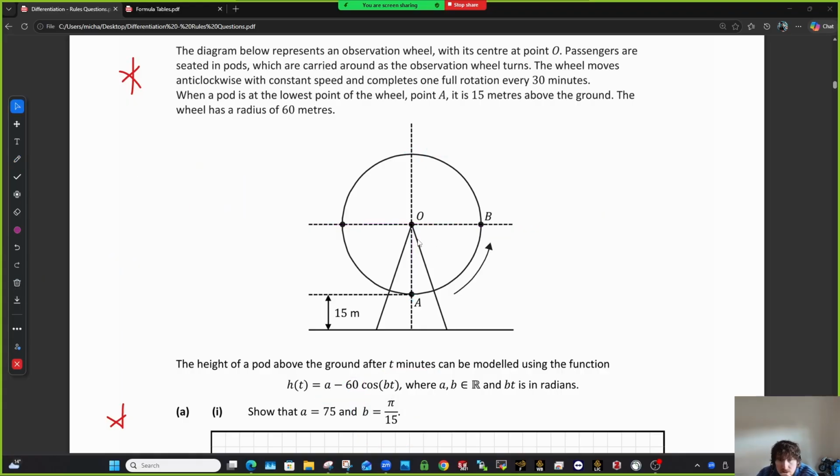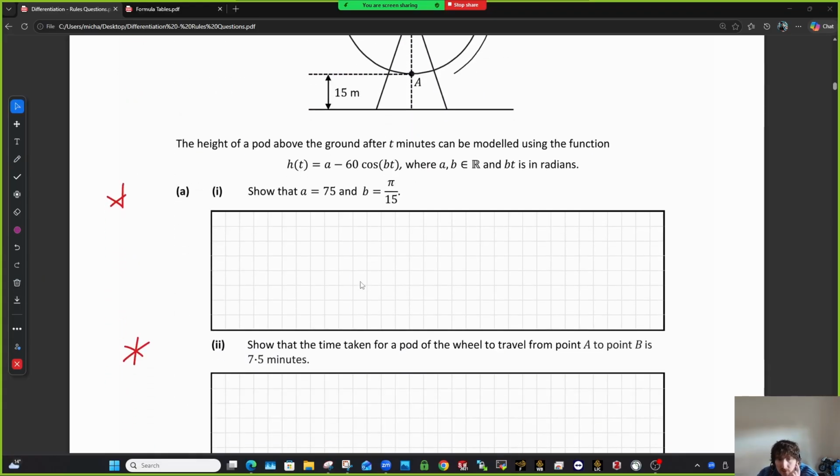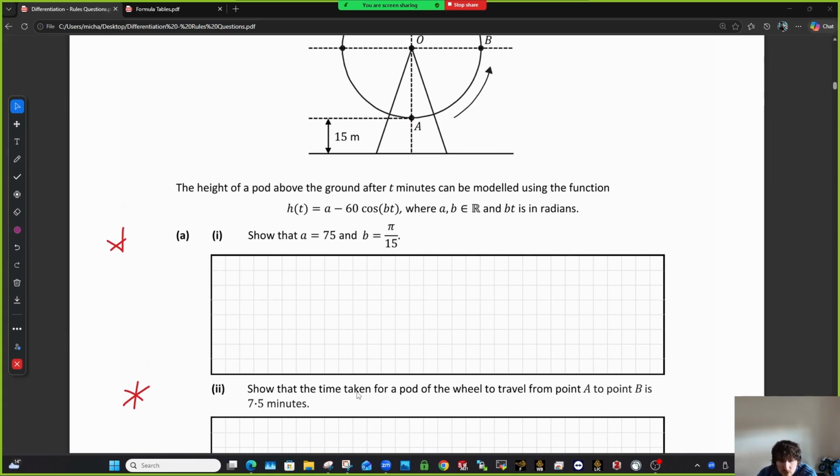That's kind of trigonometry stuff, and I've done loads of them. If you go and watch those trigonometry videos, show that the time taken for the pod to go from A to B is 7.5 minutes. Well, that's easy. People should know if it takes 30 minutes to do a full rotation, A to B is a quarter rotation, so 7.5 minutes. I wouldn't show any more work because it's such a stupidly simple question.